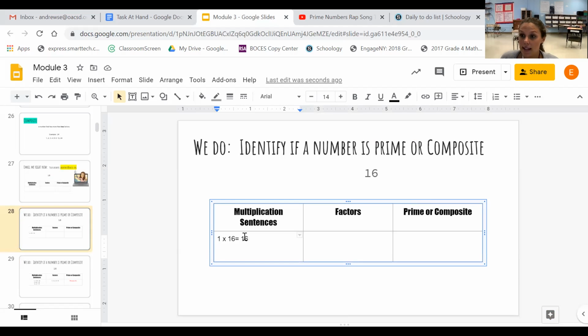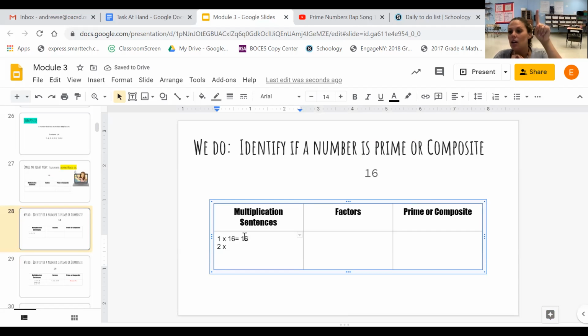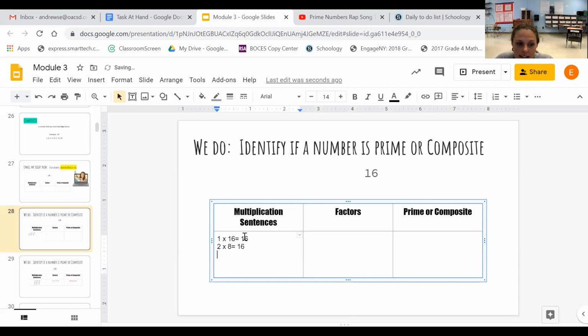But now I'm going to go to the next number, which is two, and I'm going to try to skip count by twos to see if I can get to 16. 2, 4, 6, 8, 10, 12, 14, 16. So if I skip count by twos, 8 times equals 16. Now I'm going to go by threes. 3, 6, 9, 12, 15, 18. Didn't work. I'm going to go by fours. 4, 8, 12, 16. 4 works. And the last one I try is 5. 5, 10, 15, 20. Fives didn't work.